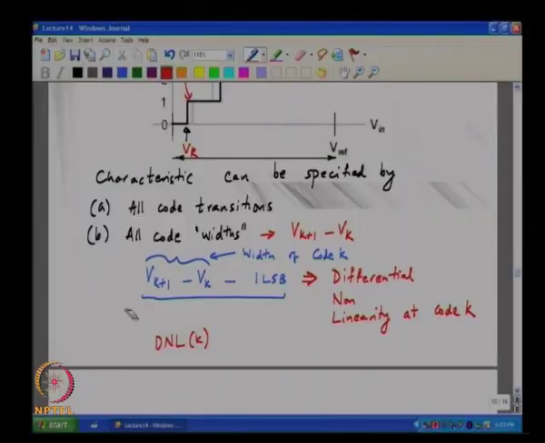relative to what? Relative to the nominal LSB of the converter. In other words, you do not talk about it in terms of millivolts, you talk about it in terms of the number of LSBs of that converter, correct. So, the differential nonlinearity corresponding to a code K is often normalized to the LSB. So, Vk plus 1 minus Vk minus 1 LSB, divided by 1 LSB, whatever that happens to be, okay.